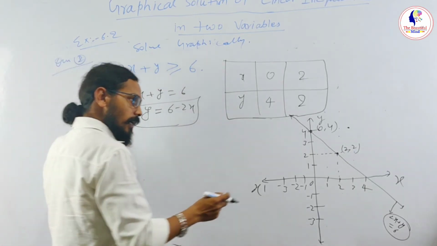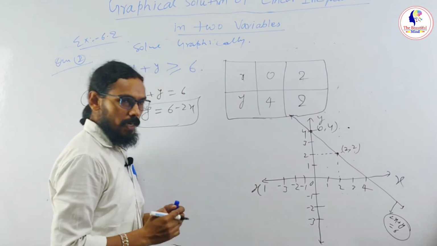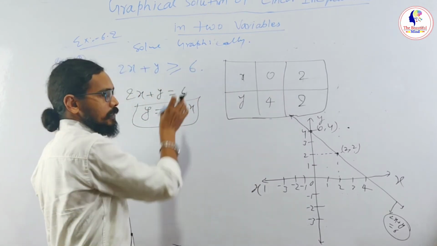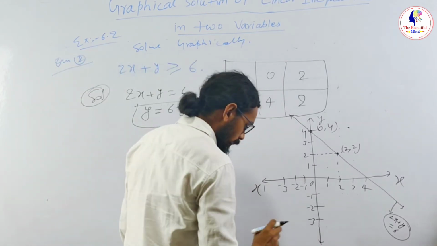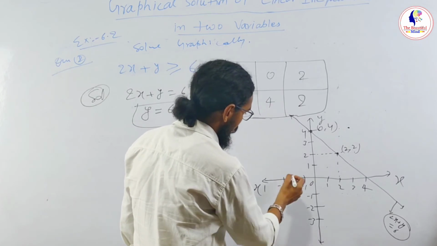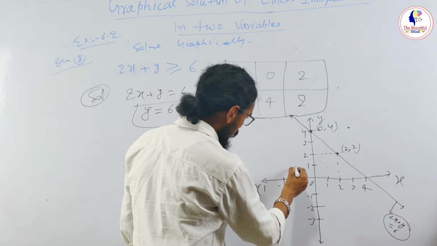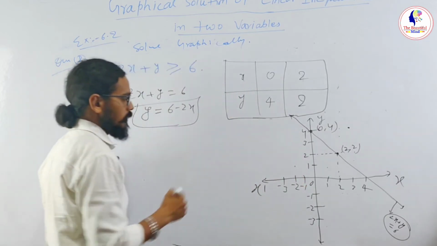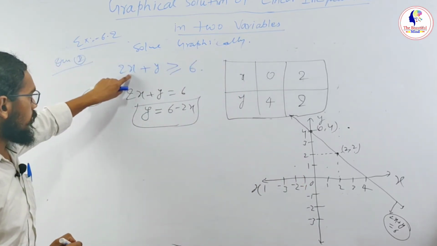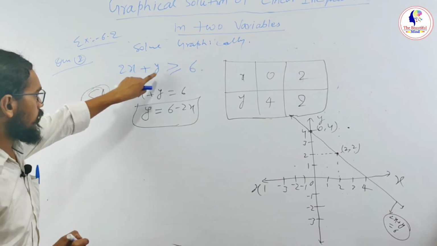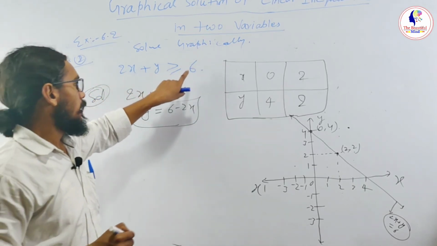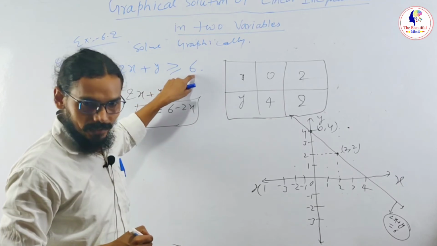So अगर इस ग्राफ के नीचे हमने कोई भी पॉइंट लिया तो वो इस इनइक्वालिटीज को सेटिस्फाई नहीं करेगा. हाउ? We can take another example in negative also. Suppose that x is equal to minus 2, y is equal to 1. 2 times minus 2 is minus 4, plus 1, minus 3, does not greater than 6.